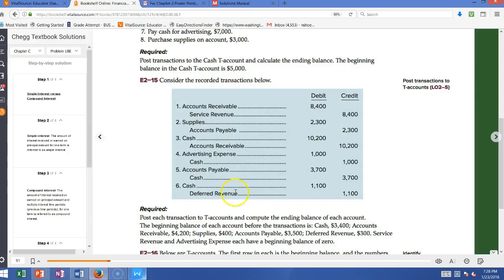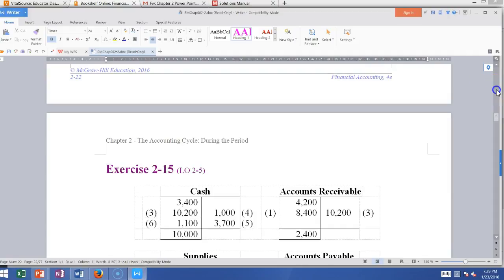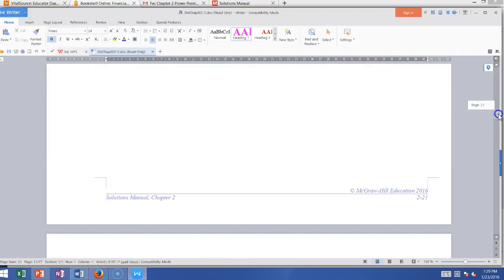Next, number 5. Why would we have a debit to accounts payable and a credit to cash? We owed money and we're paying it back, right? We owe somebody on account, we're paying them. So look what's going to happen here. Our accounts payable gets debited, guys.